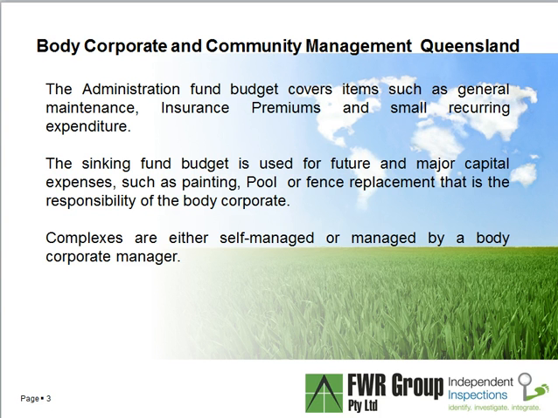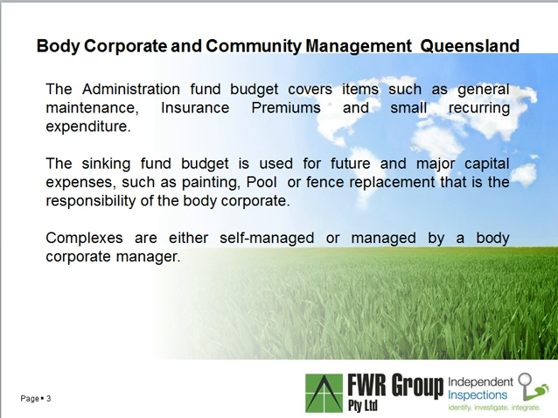So essentially the body corporate runs two different funds. One's the administration fund and the other one is called the sinking fund budget. The administration fund covers the items of general maintenance, so paying insurance premiums, small recurring expenditure such as mowing the lawn, cleaning and pool maintenance. So it's more your day-to-day items on looking after the body corporate, where when we go to the sinking fund, that's more of your big items.